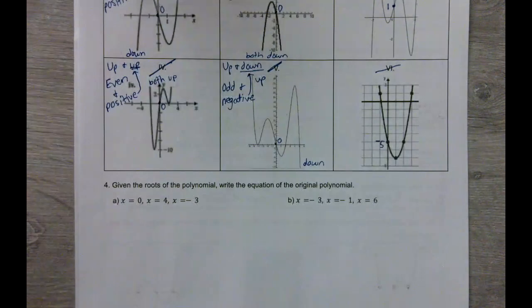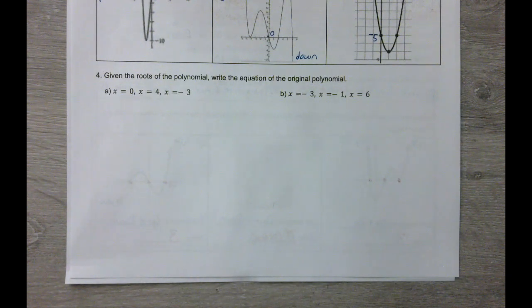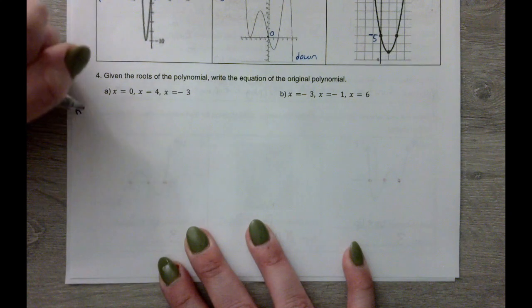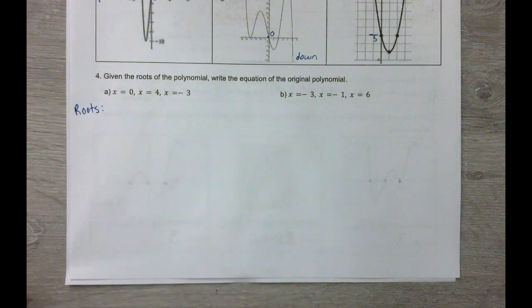All right, moving on from end behavior, we're now going to get to equation stuff. Number 4, given the roots of the polynomial, write the equation of the original polynomial. This is the very last thing that we did, notes-wise, for the unit. So even though it was pretty recent, we didn't spend that much time on it, so we don't remember how to do this. So remember, what you do is you start with the roots, and what we're doing is trying to get back to the equation.